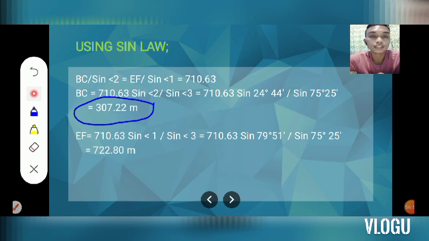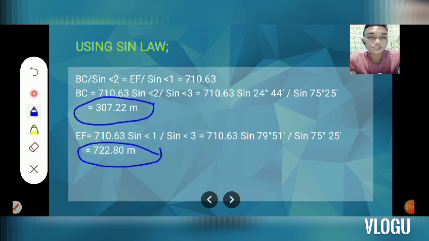And EF is equal to 710.63 sine angle 1 divided by sine angle 3, which is 710.63 sine 79 degrees 51 minutes divided by sine 75 degrees 25 minutes. Evaluating it in a calculator, we come up with the answer of 722.80 meters. So this is the distance of line EF.